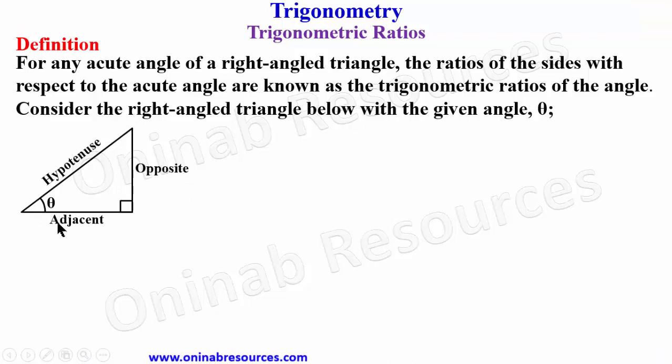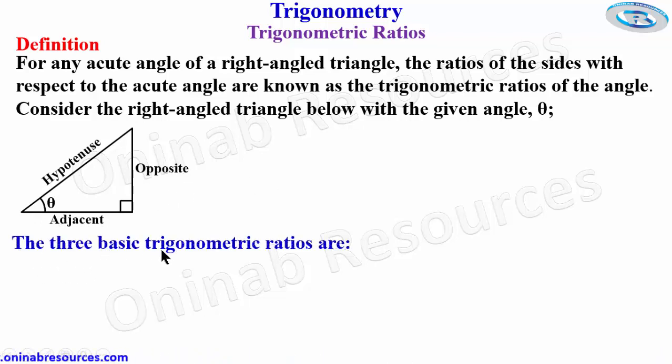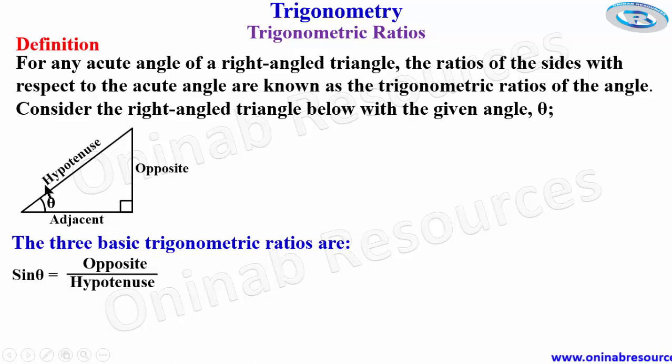So we now state the trigonometric ratios. The three basic trigonometric ratios are, we start with sine theta. Sine theta is opposite over hypotenuse. Then we go for cos theta, that is the cosine of theta. Cosine of theta is adjacent over hypotenuse.